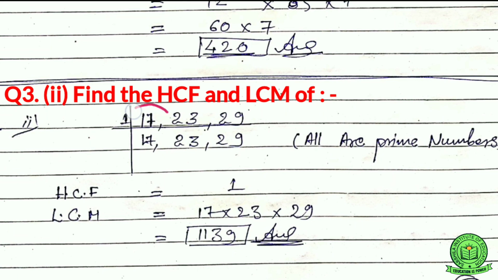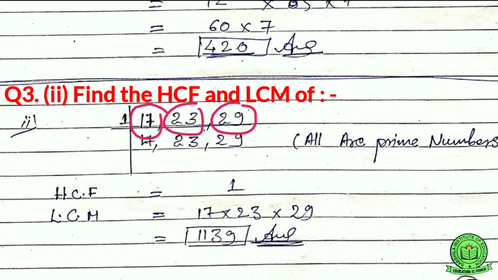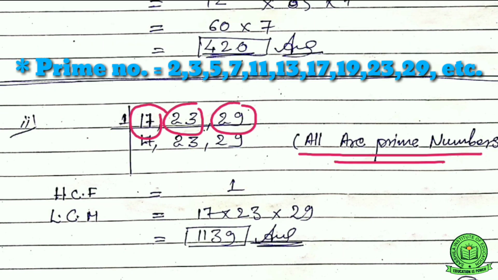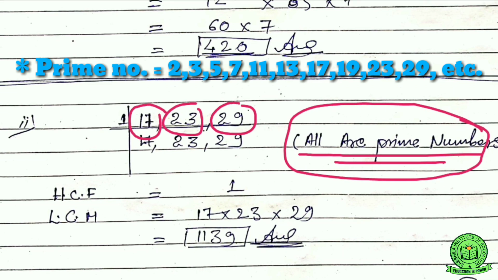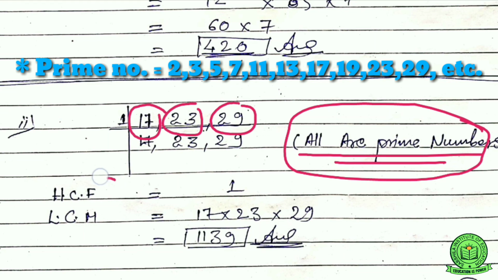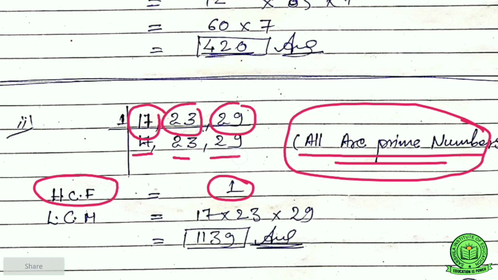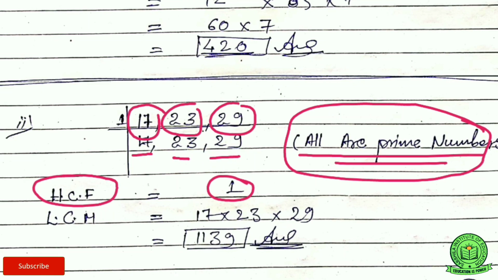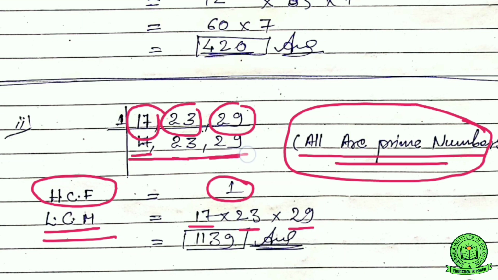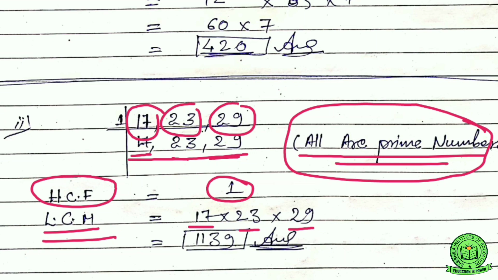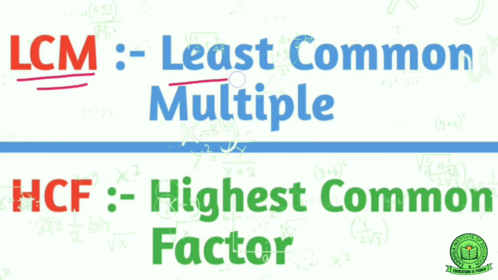Okay, see the next question. There is 17, 23 and 29. As we know, 17 is a prime number, 23 is also a prime number, and 29 is also a prime number. All are prime numbers. A prime number can't be divided by any other number, so 1 will be your HCF. That means 1 can divide 17 also, 23 also and 29. So HCF will be what? 1. And what will be the LCM? LCM will be 17 into 23 into 29. So if you do 17 into 23 into 29, then you will get what? 11339.